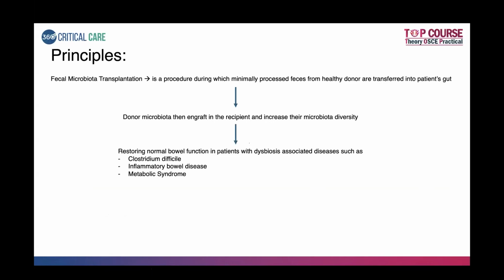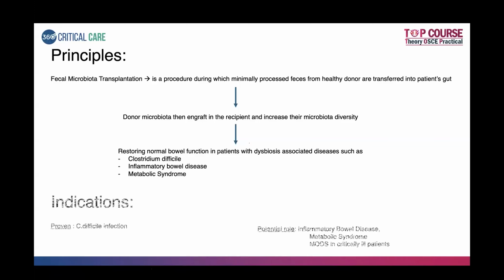The principle of FMT is a procedure during which minimally processed feces from healthy donors are transferred into the patient's gut. The donor microbiota is then engrafted into the recipient, and that increases the microbiota diversity, restoring normal bowel function in patients with dysbiosis associated diseases such as Clostridium difficile, IBD, and metabolic syndrome. These are the three areas where FMT has been studied.